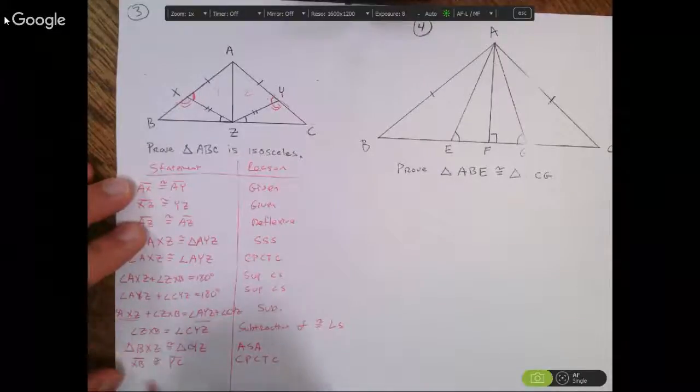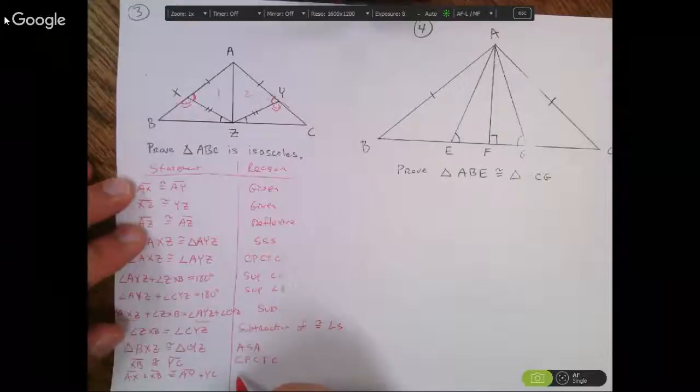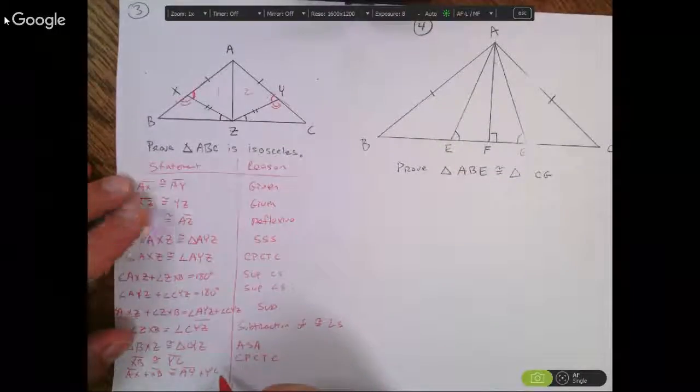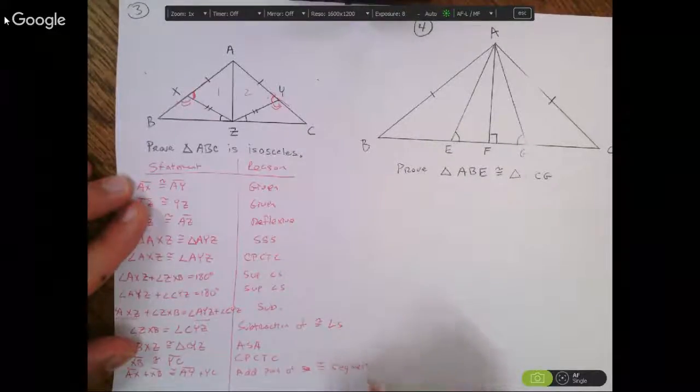And then I can say that AX plus XB is congruent to AY plus YC. So again, I'm going to be creative in my reason, which is going to save me some steps here. I'm going to say addition postulate of segment of congruent segments.